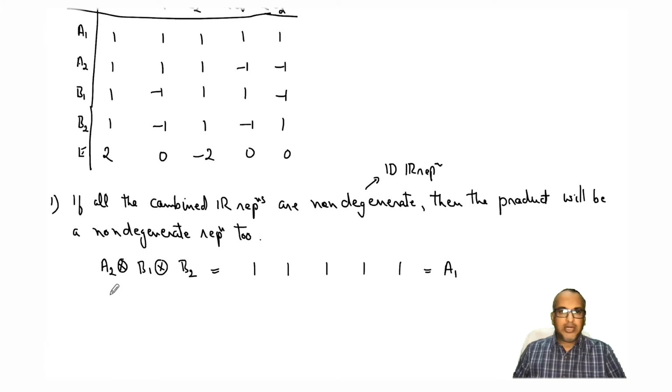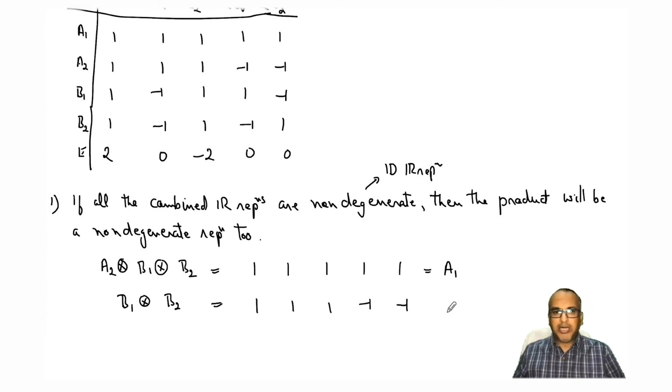All of these are. So let us do one more calculation. This time we are combining only B1 and B2. What do we get? You have 1, 1, 1, -1, -1. What are we getting here? 1, 1, 1, -1. So this gives you A2. Right? So again, it's a one-dimensional representation.